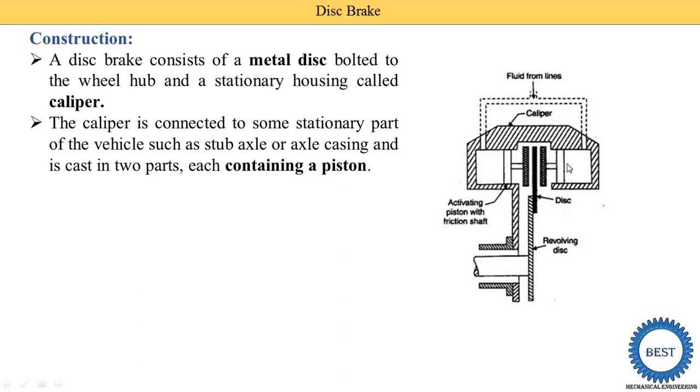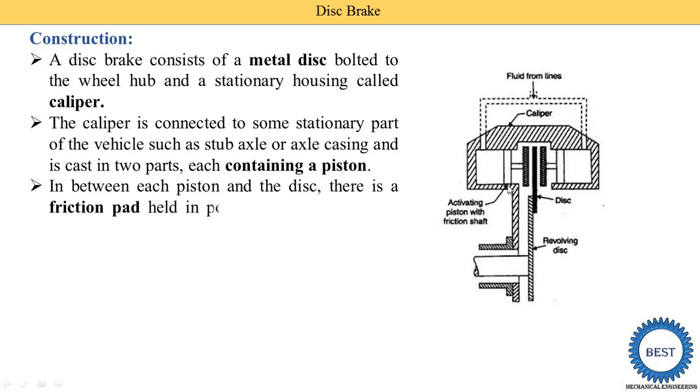This is the left side part and this is the right side part. And in both the parts, the pistons are provided. So this is the piston. This is also a piston. In between each piston and the disc, there is a friction pad held in position by retaining pins and spring plates. So this is the disc, these are the pistons, and these are the friction pads.